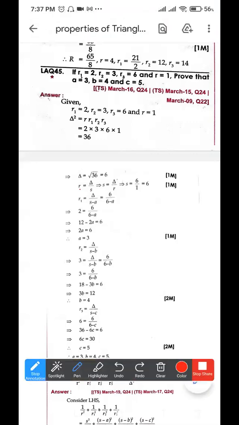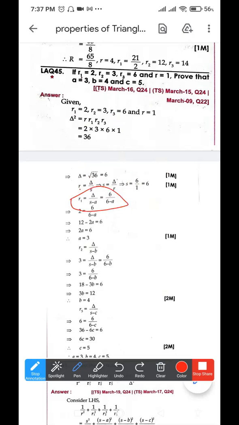In this question, they gave you R1, R2, and R3, and R, and they asked to find A, B, and C. Okay. So what we have to do? First of all, find delta square. Delta square is nothing but R into R1 plus R into R2 plus R into R3, into R1 into R2 into R3. Okay, after finding delta square, find delta. Delta is 6. Then use the formula R is equal to delta by S. Okay, we know the value of R and we know the value of delta. Using S is equal to delta by R, we found the value of S. S is nothing but 6.